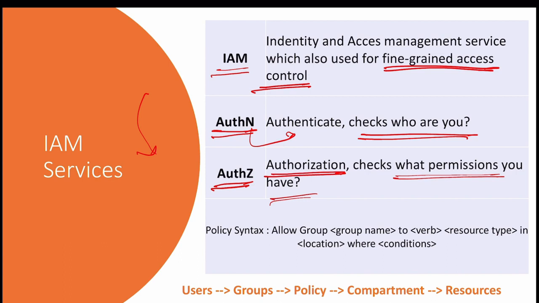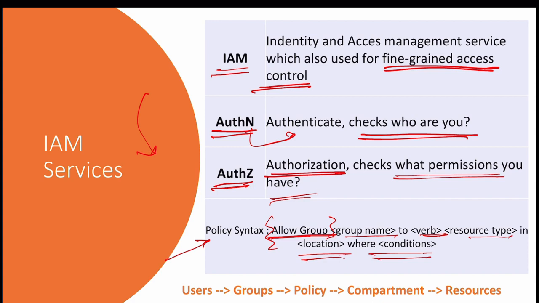If we talk about the policy syntax, that is important. We need to understand there is only allow group, not deny group or something like allow user. Nothing like that exists. Just keep in mind allow group. The policy syntax starts with allow group. Then we provide the group name, to verb, resource type, and location where the condition is. So this is how a policy is implemented or permission is given to any resource within OCI.